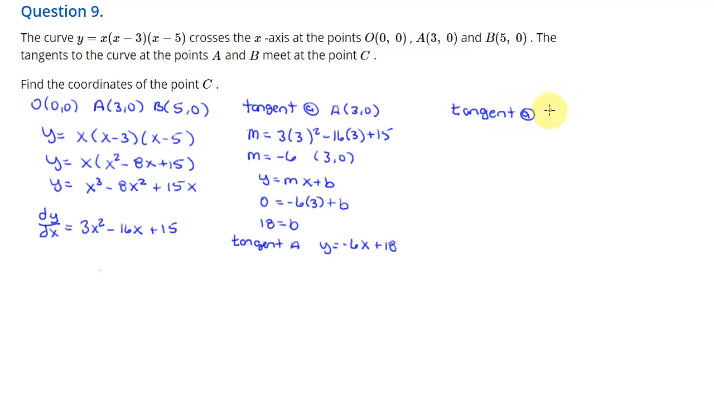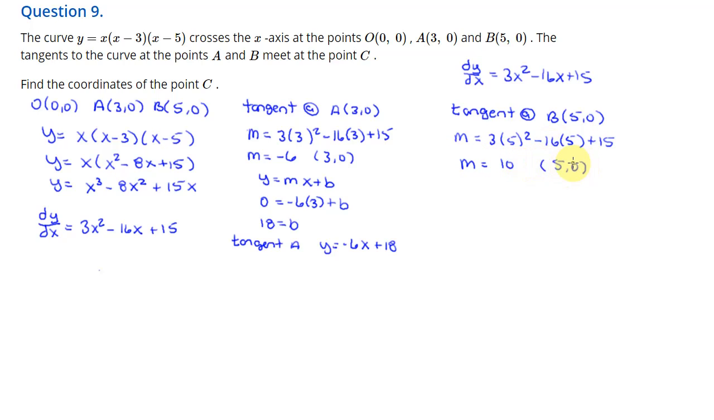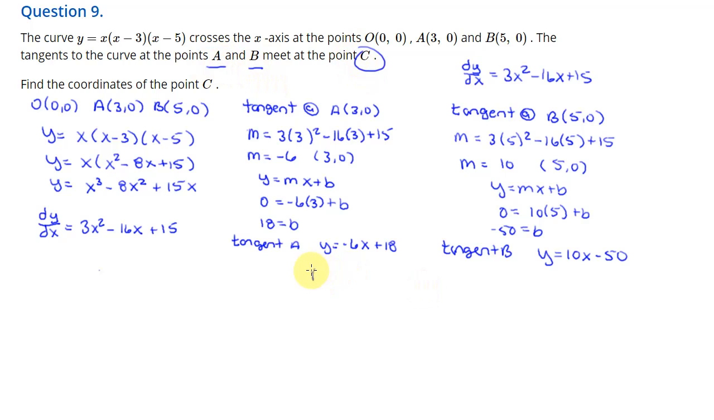Now I'm going to do the tangent line at point B, which is (5, 0). So now I'm going to take the same derivative that I used before and enter in x equals 5, and find out that the slope at that point is going to be 10. And so now I'm going to find the equation of that tangent line using the slope and the point by substituting in the x and the y into y equals mx plus b, giving me a y-intercept of -50. So now I've got two equations, one for tangent line A and one for tangent line B.